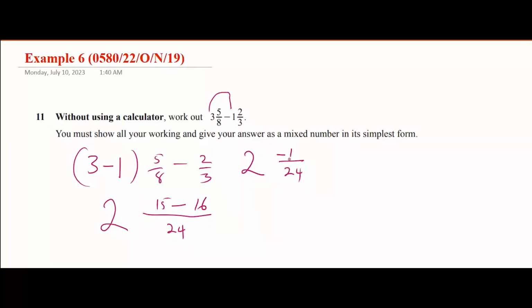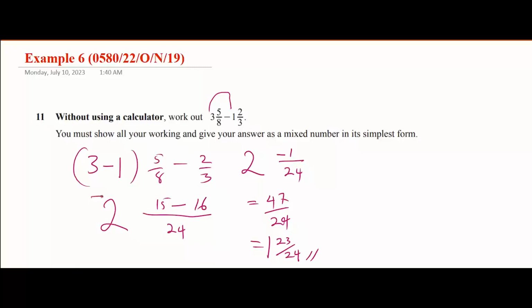48 add negative 1, that will be 47. So that means it will be 47 out of 24. So that is what we're going to get here. And if you do this, of course, this will be 1 whole, because 24 goes in 47 once. It's almost 2, but it is short of 1. So that means we'll be left with 23 out of 24. So this will be the final answer.